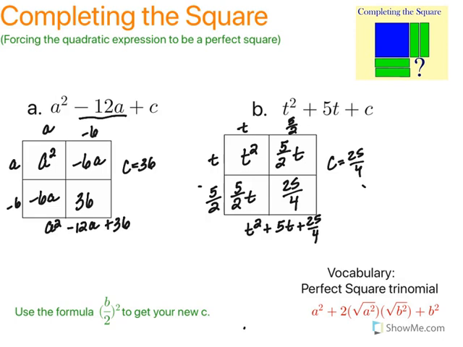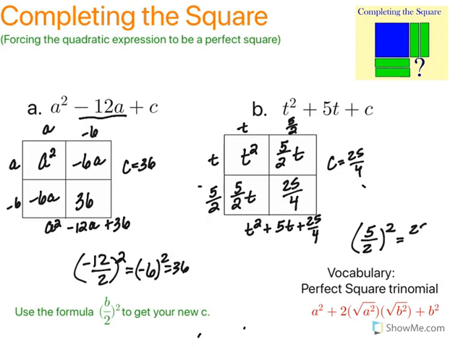Now we said that there were two ways that we could approach this problem, the second of which is to use the formula b divided by 2, squared. In a, b was negative 12. And so if I do negative 12 divided by 2 and I square it, that's going to be negative 6 squared, which is 36, which is the same c that we got using the box. If I'm looking at the second example, b was 5, so 5 divided by 2, squared. Since 5 is not even, we're just going to leave it as 5 divided by 2. And if I square 5, that's 25 over 2 squared, which is 4. And so my c is 25 over 4, which is the same thing we got using the previous method.